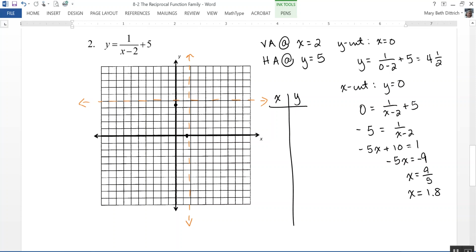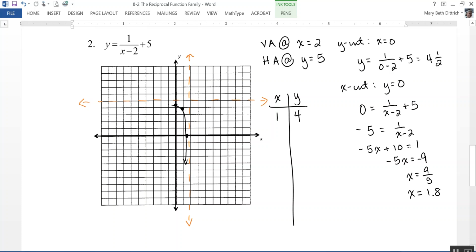I would like to know what y equals when x is negative 1, or I'm sorry, a positive 1. Okay, and maybe that's probably enough there. So when x is 1, plugging in 1, I get 1 over negative 1, which is negative 1, plus 5, so that's going to give me a value of 4. Okay, and I think that gives me enough to sketch what my graph is going to look like here.